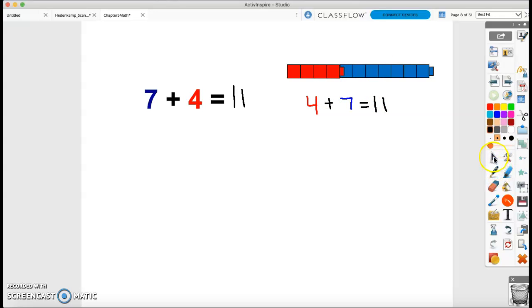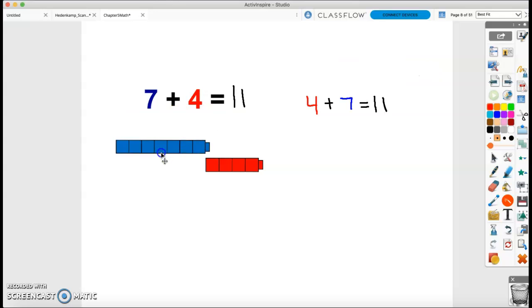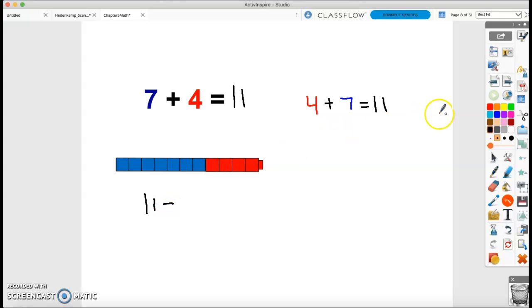Now for this one, we're going to do, how many am I going to start with? I'm going to start with, how many do I have all together? Yes, that's right. I have 11 altogether. Minus, we're going to go ahead and take off this 4. So if I take this 4 off, how many am I left with? I'm left with the 7 blue ones. Good job.